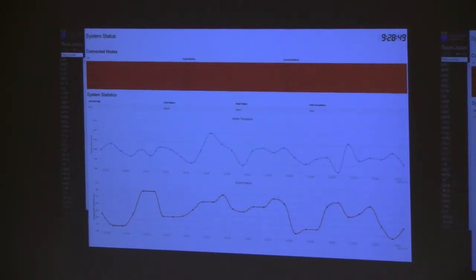Now, this is New York Stock Exchange local time. We also have a list of connected nodes. If a node were to fail, that would be automatically reflected in that list, and you could see straight away what's happened. These two graphs are showing the system throughput, which is packets processed by the system per second, and system latency, which is the time taken for a packet to traverse our network.